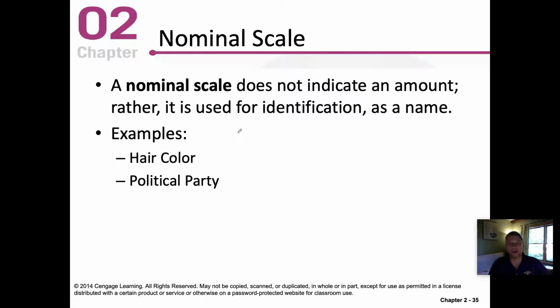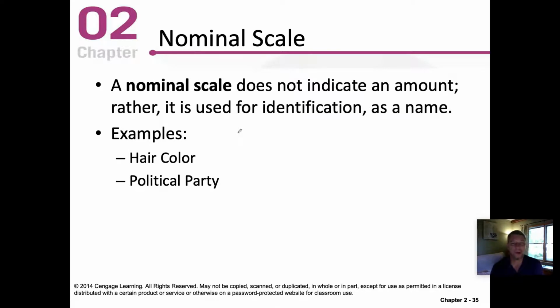A nominal scale does not indicate an amount. Rather, it is simply used for identification or as a name. All right. Examples here: hair color. We'll make blondes 1, brunettes 2, redheads 3, and so on. So the number is just a name. It represents that particular scale.